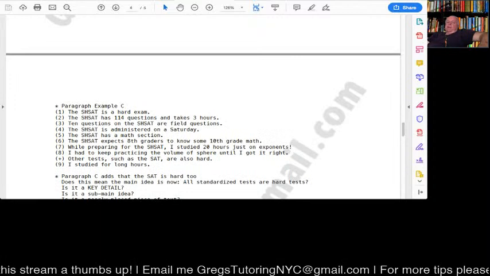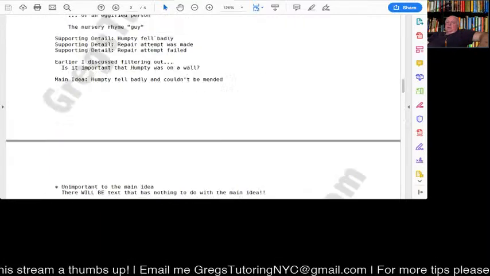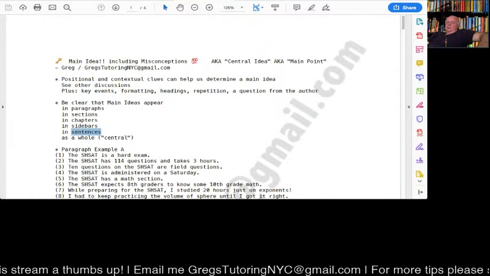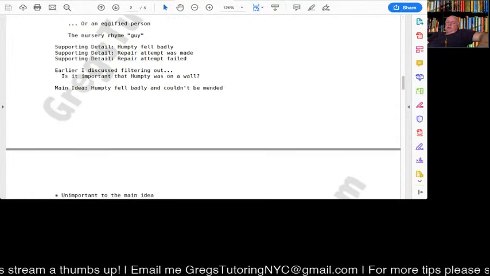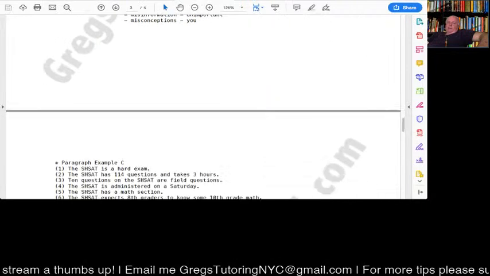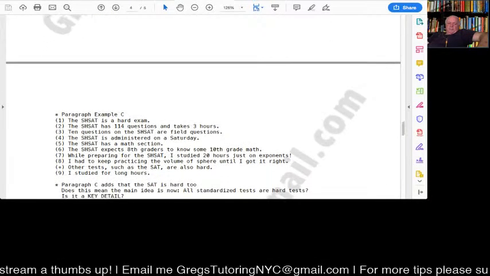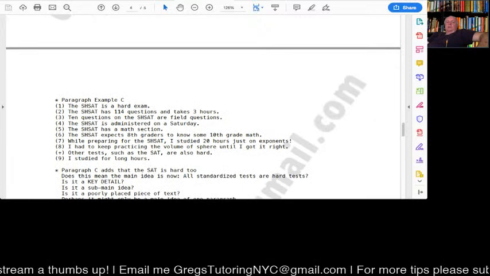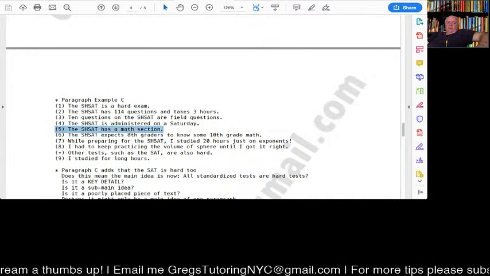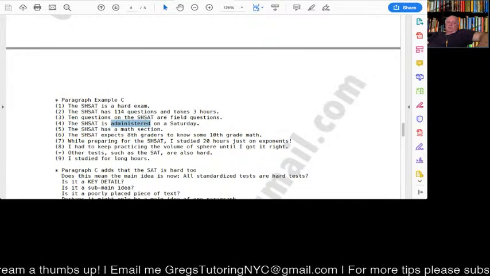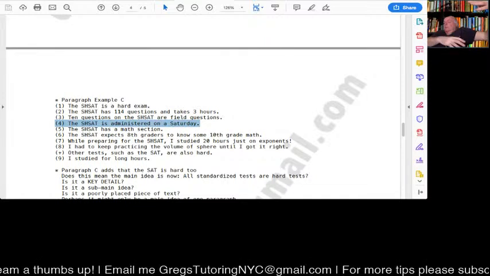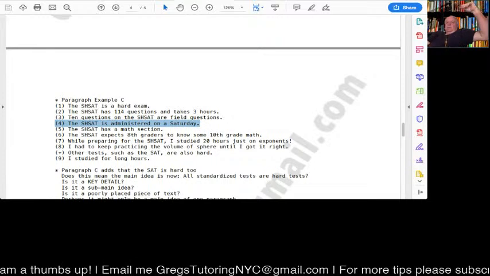Is it a sub-main idea? I mentioned before in the beginning that main ideas can actually be sentences. So is it a sub-main idea? Yeah, it's a sub-main idea. So the question is, is it a sub-main idea enough that it matters? Or is it just poorly placed? Kind of like number 4 here. 4 is poorly placed. It doesn't belong there. It was a stupid sentence. It may belong in another passage, if I had a passage describing things about the SHSAT, it might have been.